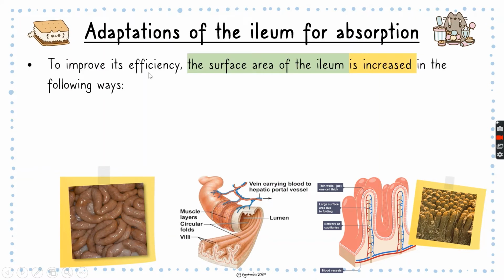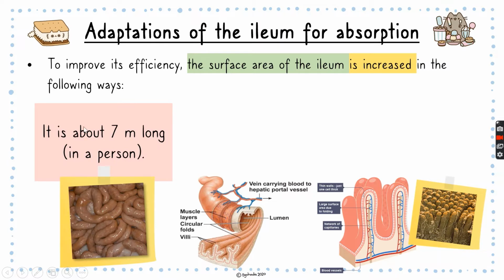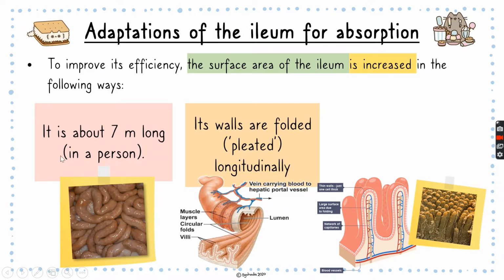To improve its efficiency, the surface area of the ileum is increased in the following ways. So for everybody, you actually have 7 meters long of ileum in your body. So this means that you are going to take a lot of time and be given a lot of time to absorb all the nutrients. The walls are folded or pleated longitudinally, so that also increases surface area for absorption.